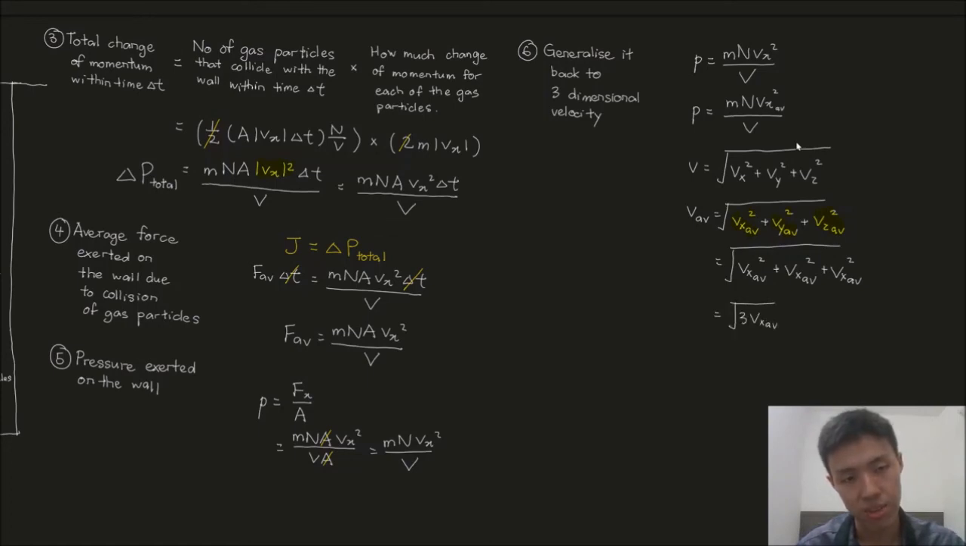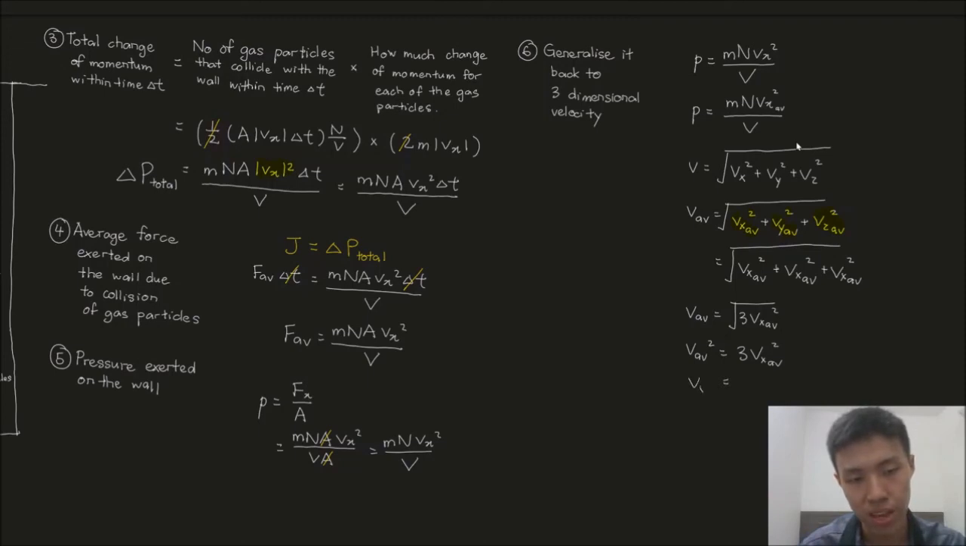3 Vx average squared equals V average squared. So the average speed squared right now is 3 times the average speed squared in the x direction. So now what we could do here is do a bit of squaring, then you become V average squared equals 3 Vx average squared. Now I hope you see where we are going with this.